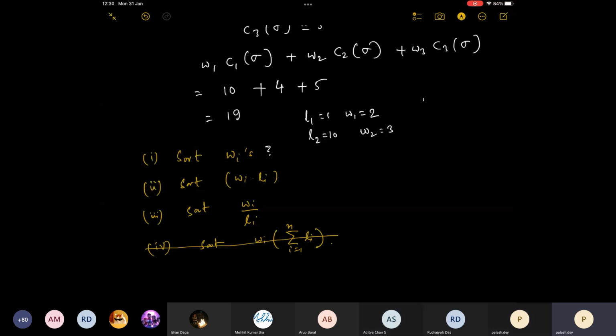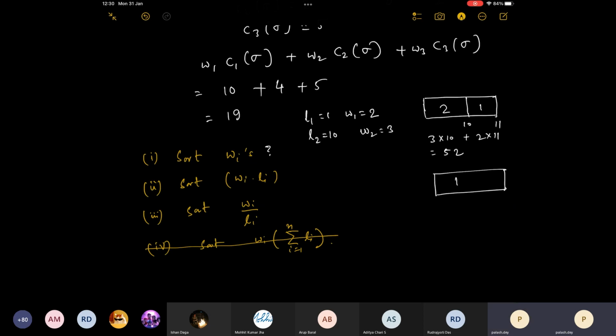Let's see. So yeah, we'll do the second job first, then 1. This is 10, this is 11. So the objective is 3 times 10 plus 2 times 11. 30 and 22. This is 52. What is the other option? There is only one more option. This is 1, this is 11. So 2 times 1 plus 3 times 11.